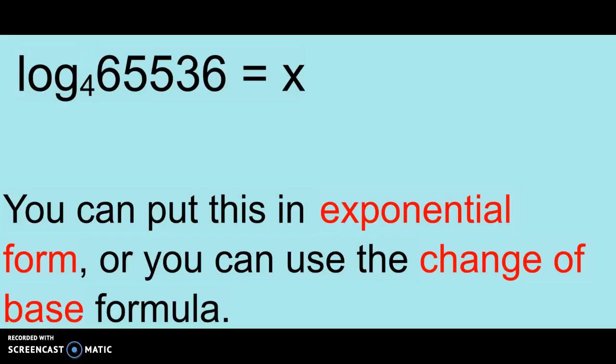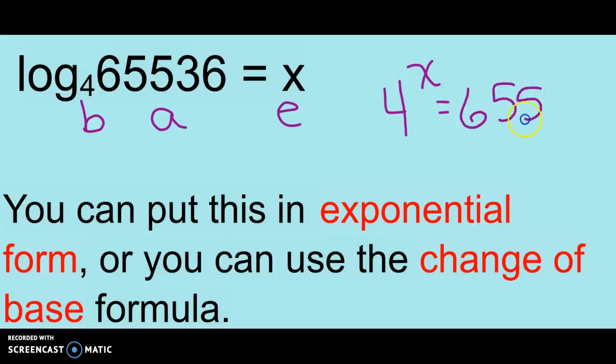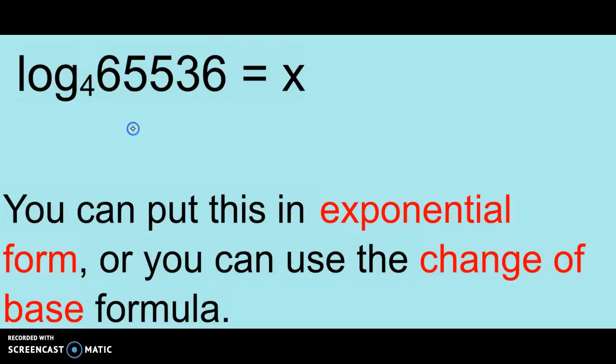Putting it in exponential form, remember this is your base, this is your answer, this is your exponent. So our base is 4. 4 to the x is equal to 65536. We have no idea what that is. There's no way we can guess that, so we're going to do the change of base formula. All we do is figure this part out right here, because then it's going to tell us what x is.